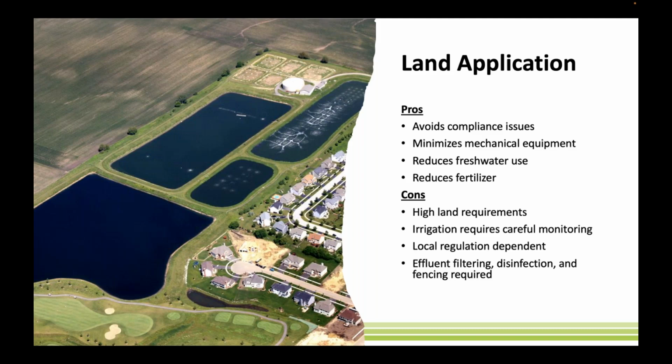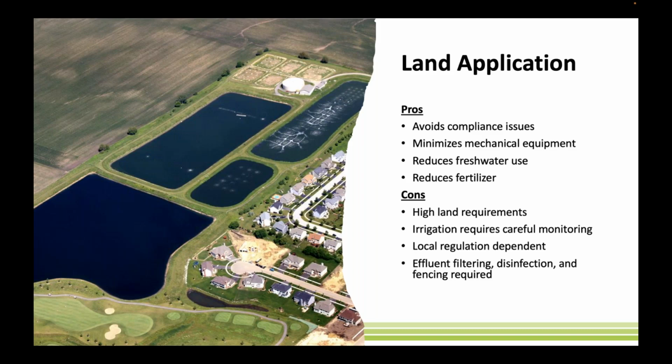I'd say having land that's guaranteed for irrigation purposes is really important, because obviously if the landowner decides they don't want to accept your water anymore and you have nowhere to put it, that's going to be a big problem, because there's only so much water you can store.